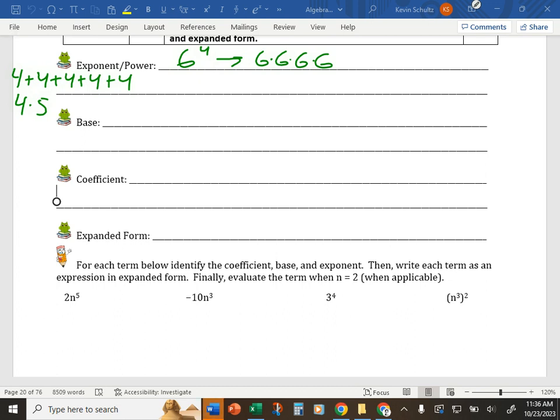Here's the definition that I want you to take away. Exponents and powers show repeated multiplication. Rather than writing 4 plus 4 plus 4 plus 4 plus 4, we multiply 4 times 5. Rather than writing 6 times 6 times 6 times 6, we use exponents to write it as 6 to the 4th. It's a simplified, more straightforward, less messy way to write multiplying by the same thing.